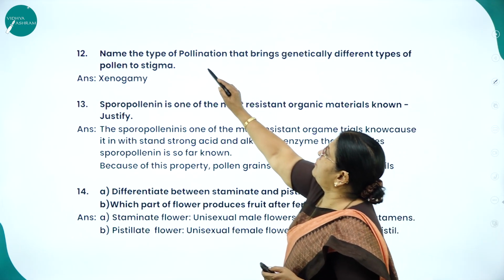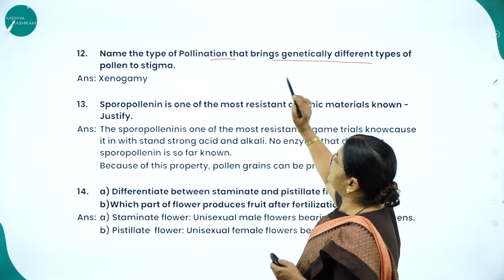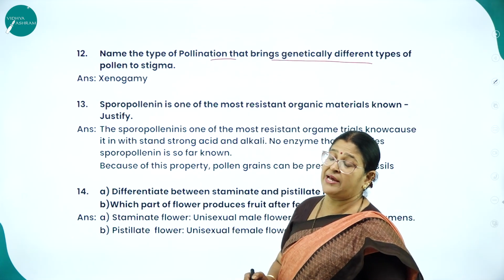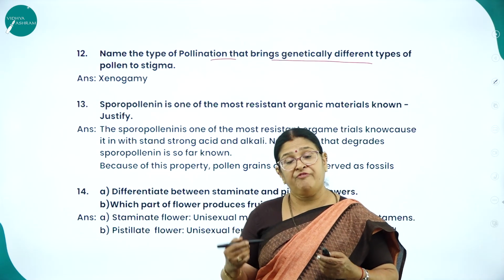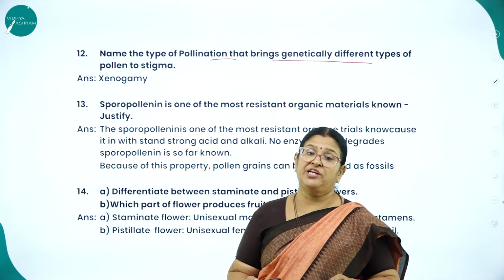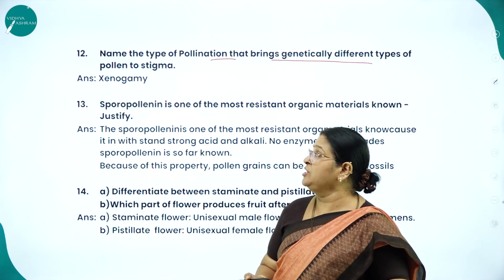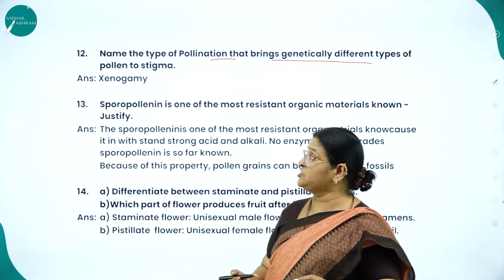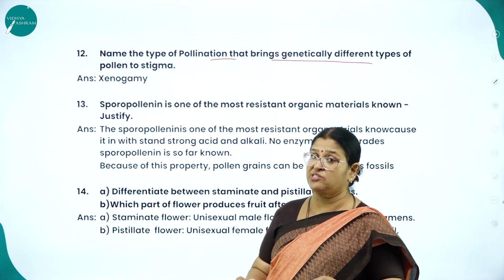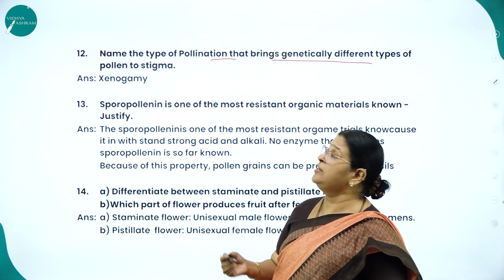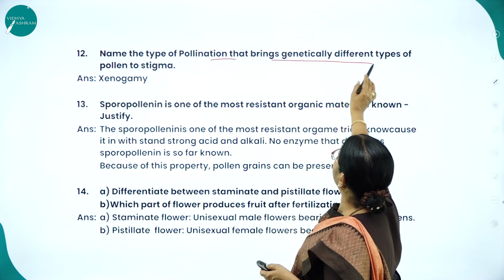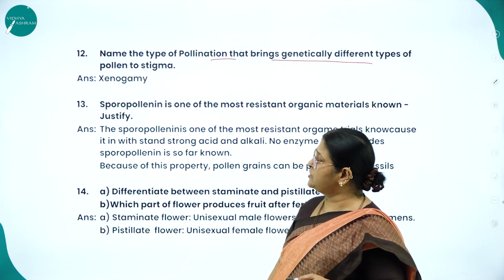Name the type of pollination that brings genetically different types of pollen to stigma. As we all know, flowers prefer cross-pollination over self-pollination. So in order to avoid inbreeding depression, they come out with certain strategies also. So what is xenogamy? The type of pollination that brings genetically different types of pollen to stigma.